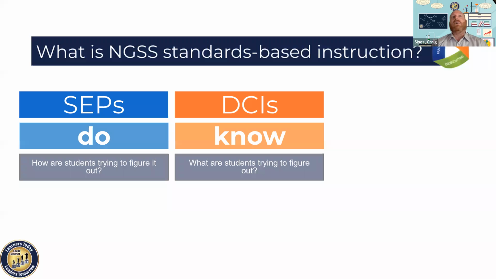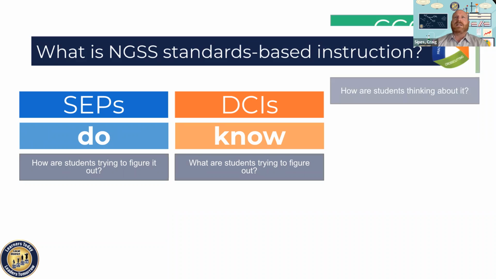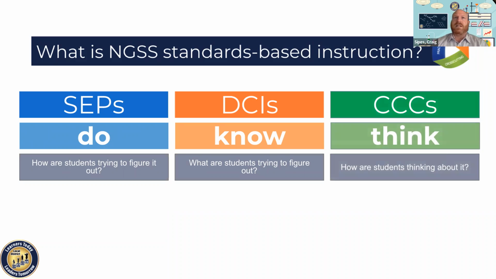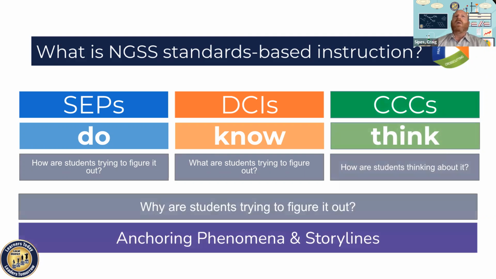Number 2, how are they figuring it out? They're figuring it out through a science and engineering practice. And along the way, they're going to engage in thinking like a scientist or an engineer through the cross-cutting concepts. So how are they thinking about it? And why are they doing this? They're doing all of this to connect to the real world, to explain an anchoring phenomenon, an anchoring event, to help construct a storyline about why something happens.